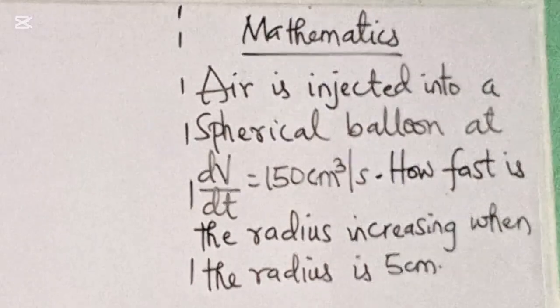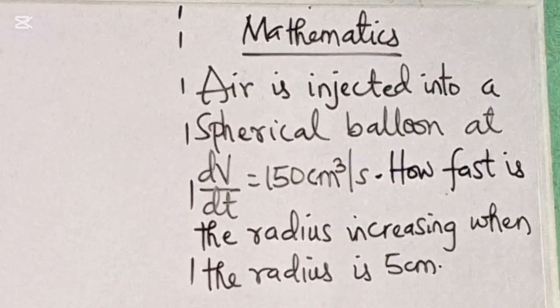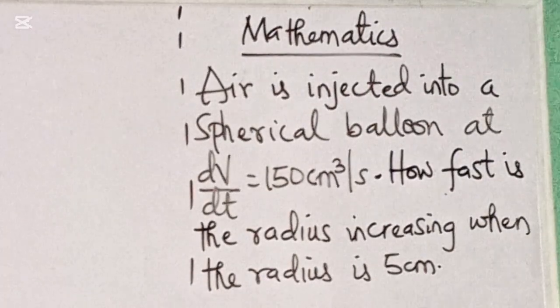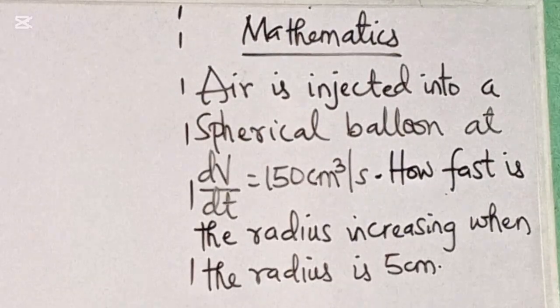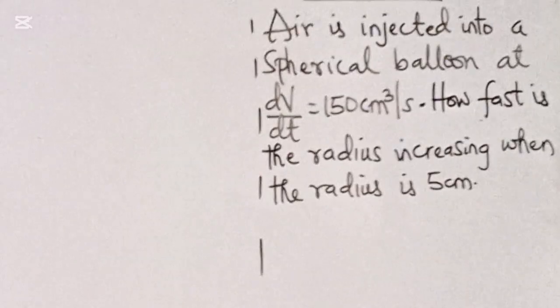Now we have a question on the board. It reads: air is injected into a spherical balloon at the rate dV/dt equals 150 centimeter cube per second. How fast is the radius increasing when the radius is 5 centimeter? Now how do we solve this question? Let us go.